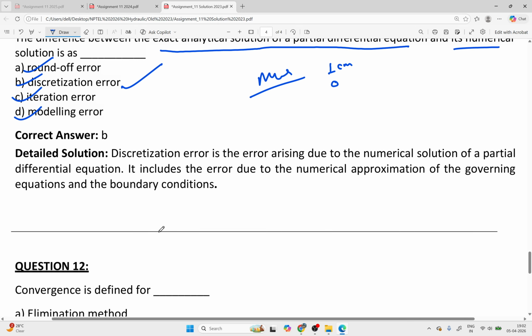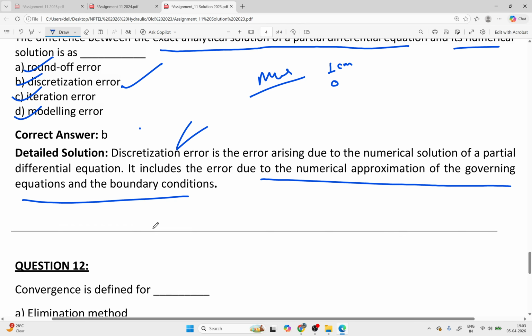Discretization error is the error due to the numerical solution of a partial differential equation, and it includes error due to numerical approximation of the governing equation and the boundary conditions. Earlier, discretization meant the domain, but here it is the discretization of equations: your governing equation and the boundary conditions. Obviously, your mesh is also involved. Discretization means both the mesh and the equation. So remember.